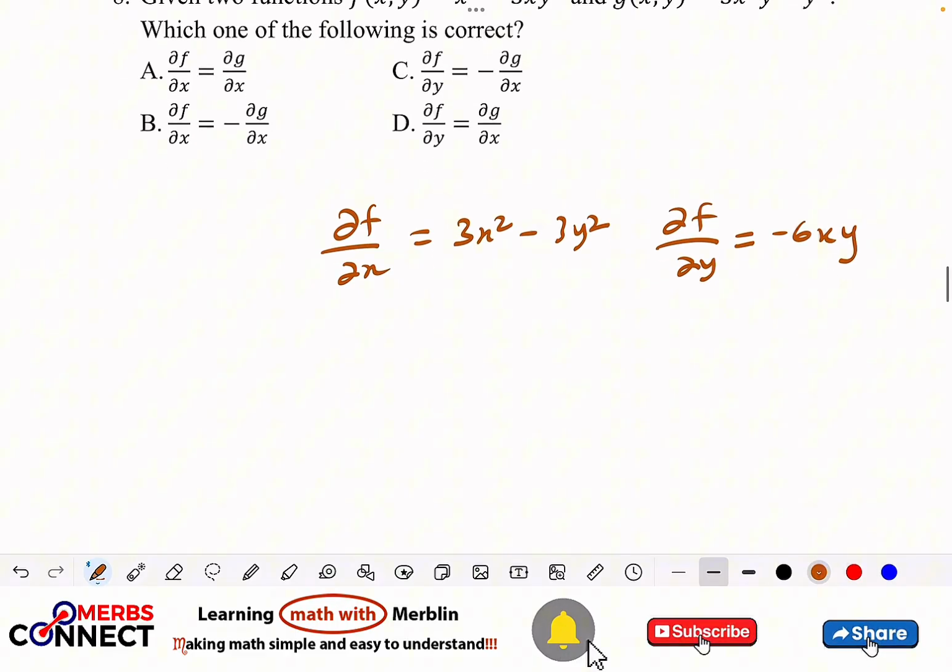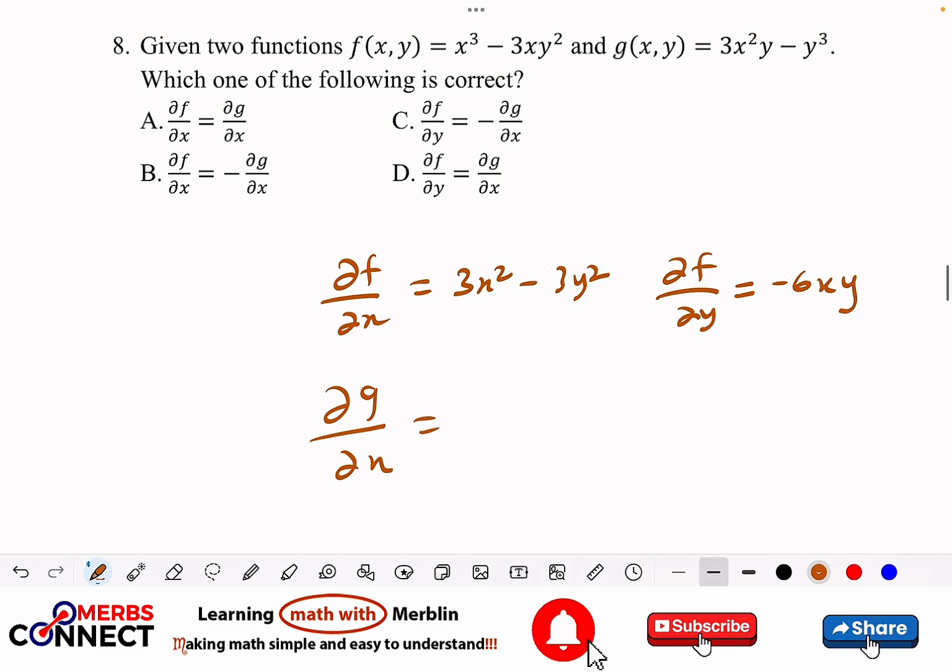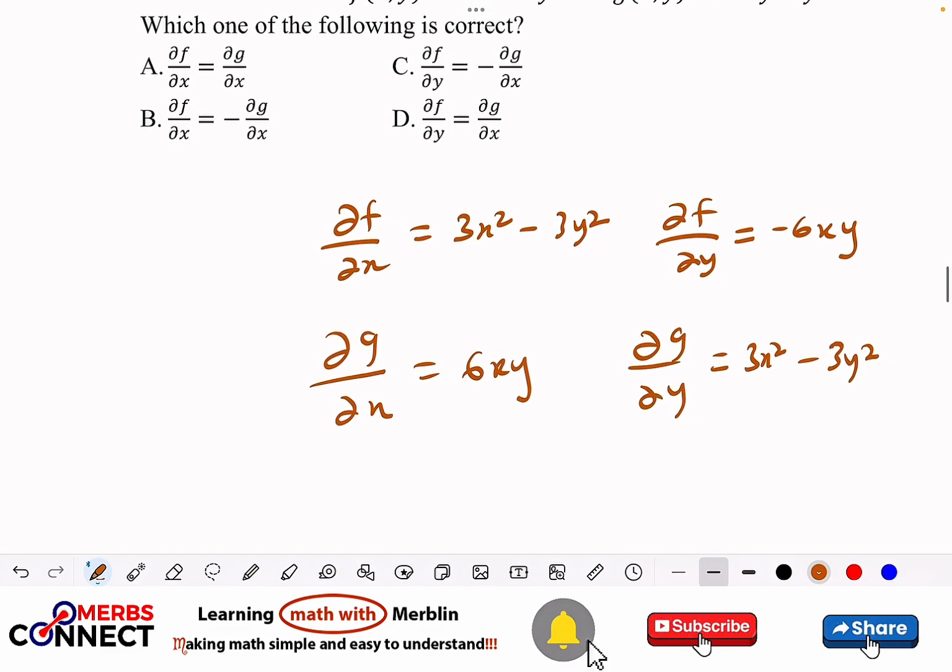Okay. Let's differentiate g with respect to x. What are we going to get? 6xy, right? Good. And let's go with respect to y. This is going to give us 3x squared minus 3y squared. So let's see which relationship holds.